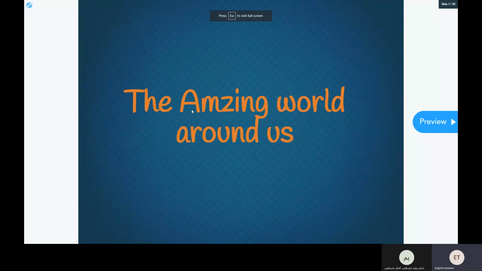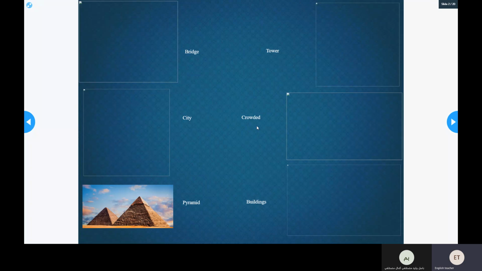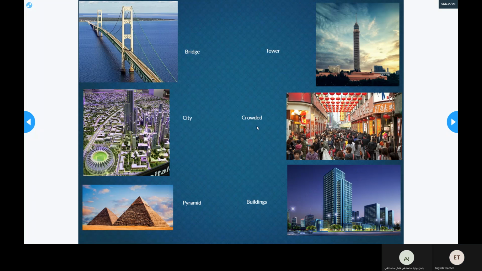Good morning, everyone. Today we will talk about the first lesson or the first part of our unit, The Amazing Bird Around Us. So from the title, The Amazing Bird Around Us, we get it that this unit will talk about the world around us. Let's take a look at some of the key vocabs that we will meet in this unit. First, we have bridge, and this is a model for the bridge.